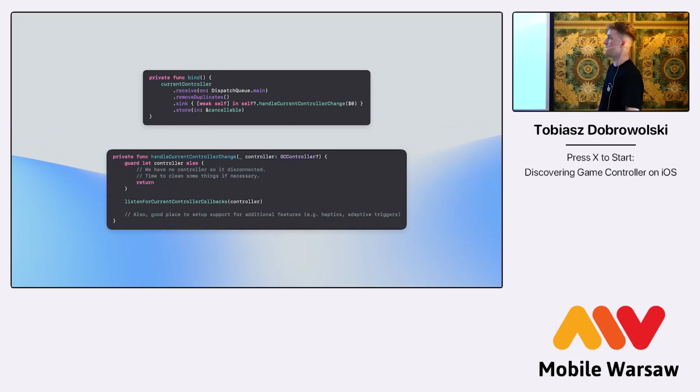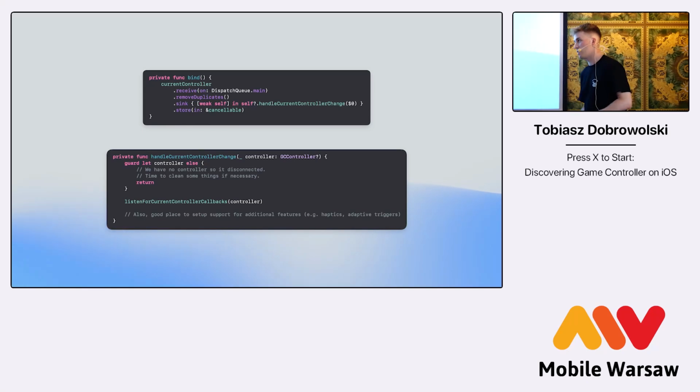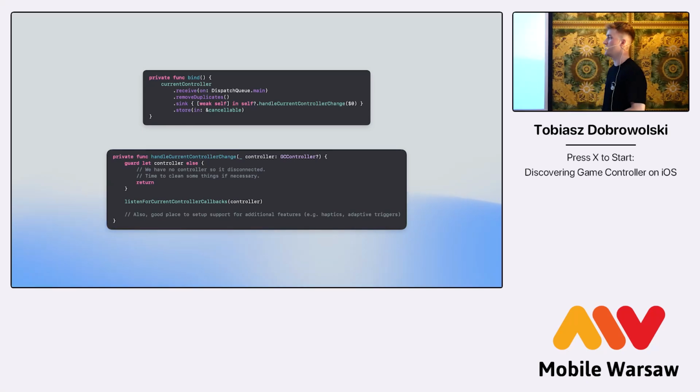Okay, so we are still in the game controller service class. We are binding to the current value subject, which is the current controller, and we are handling the current controller change in this method. First I'm checking if the controller is connected. If not, it means that it was disconnected, so it's the right time to clean up some things. And if it's connected, we can listen for controller callbacks.